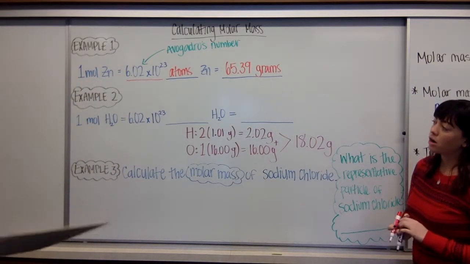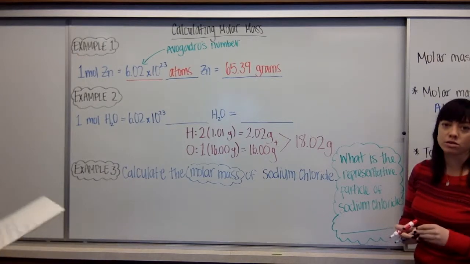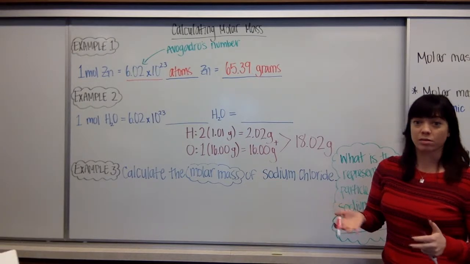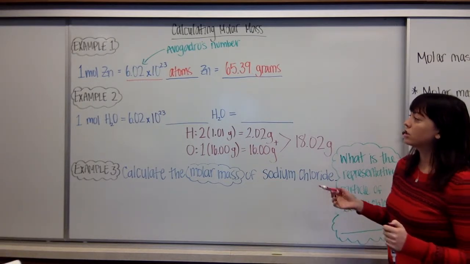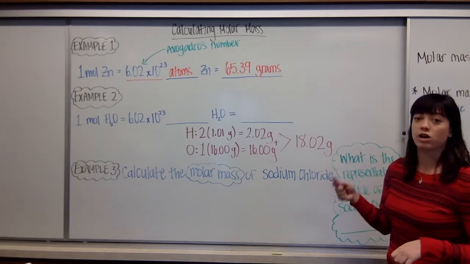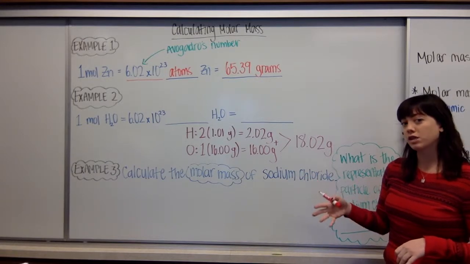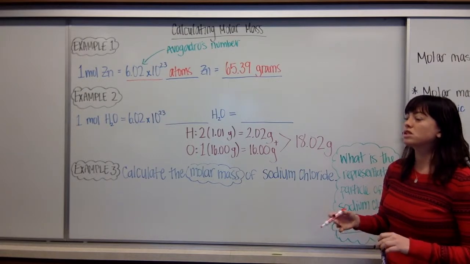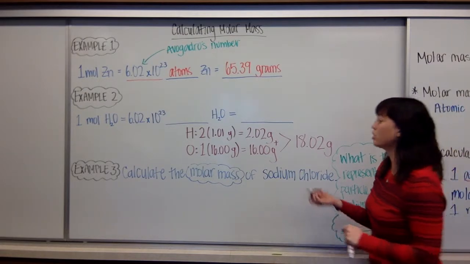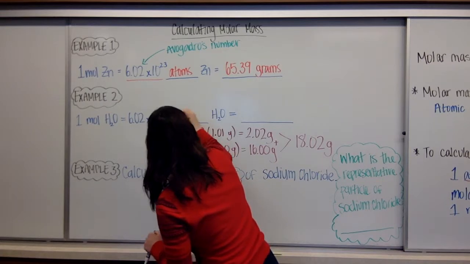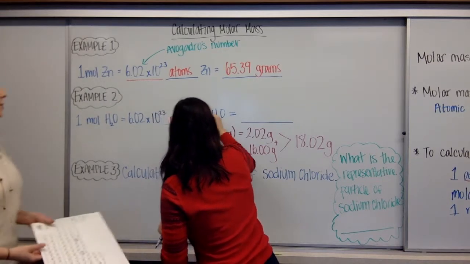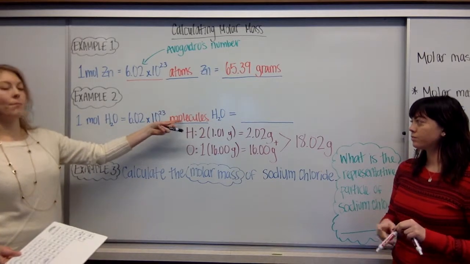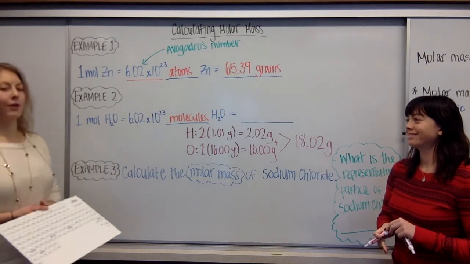Okay. Our second example, we actually have to do some calculations, because we're not looking at just a specific element in one type of atom. We are actually looking at a whole entire molecule. So that is going to be our representative particle for water. 1 mole of water is equal to 6.02 times 10 to the 23rd molecules of water. Remember that this is a covalent compound, H2O, right? So this is molecule for our representative particle.